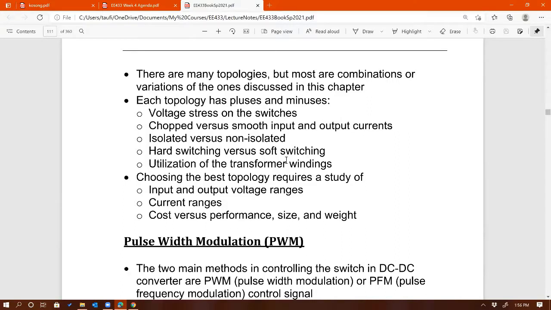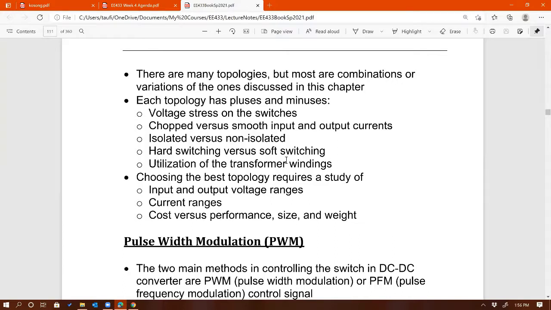Some other topologies don't have the luxury of having isolation between input and output, and those are non-isolated topologies, such as buck and boost. Those are non-isolated topologies. That means they don't have any transformer. They will still have magnetic components, inductors.